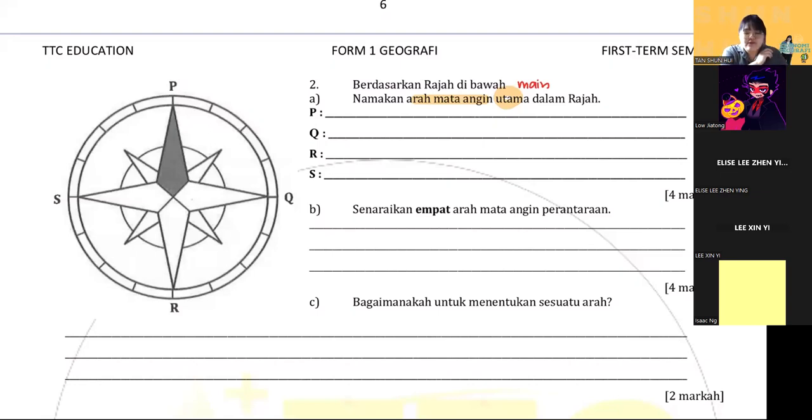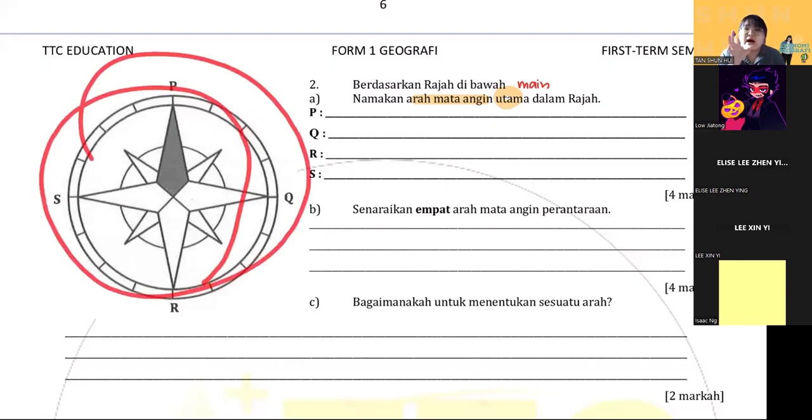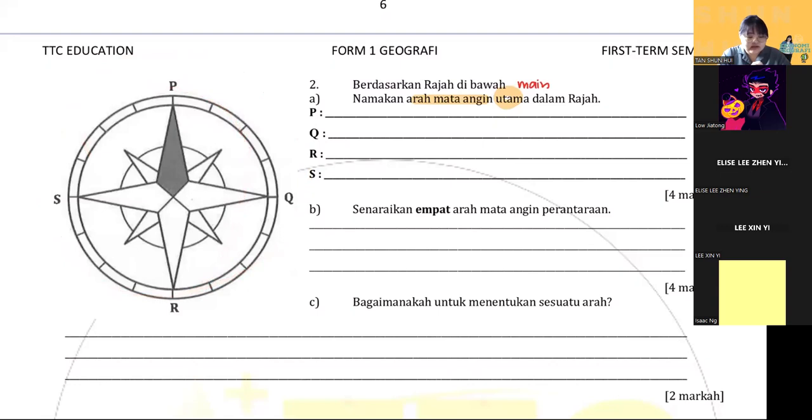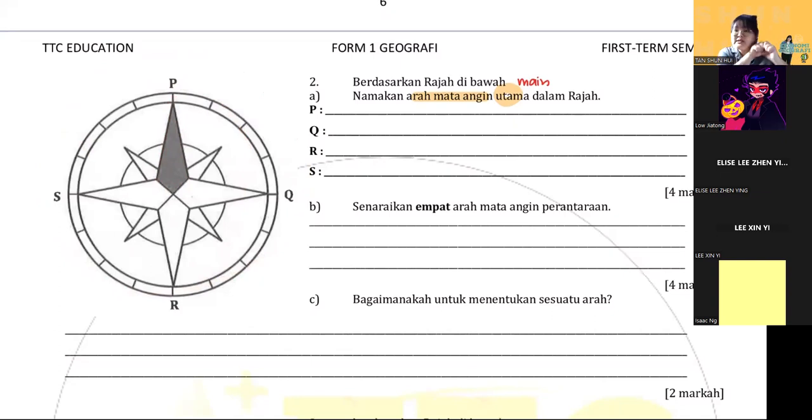Now, if they give you a picture that looks like this, how are you going to know which one is the main direction? Normally, if they give you a compass, you can see a special color. This is the normal one that we can see, the shadow point. When you see the shadow point, normally it is the first direction, which is utara. Other than this, they might give you a compass and point to it like that, and then shade one of the directions. The one that they shaded is always utara, the north.